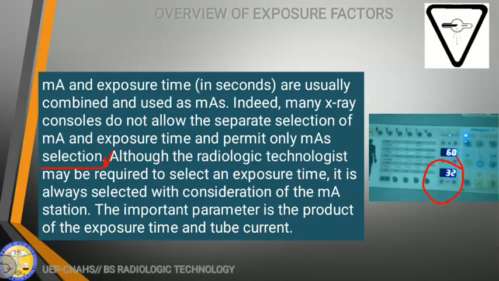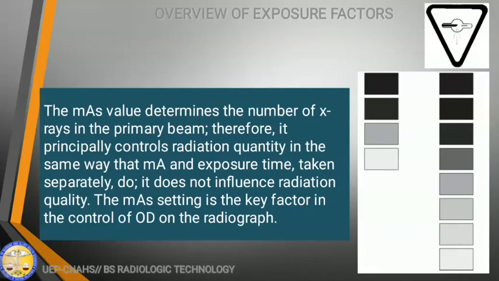Although the radiologic technologist may be required to select exposure time, it is always selected with consideration of the MA station. So the important parameter is the product of the exposure time and the tube current. So the MAS value determines the number of X-rays in the primary beam. Take note, MAS, parehas kanina sa MA, number of X-ray photons. Therefore, this is also the radiation quantity. And in the same way that MA and exposure time, it does not influence radiation quality. Quantity lang yung kinokontrol kasi quality only KVP. However, take note class that KVP does affect quantity at the same time.